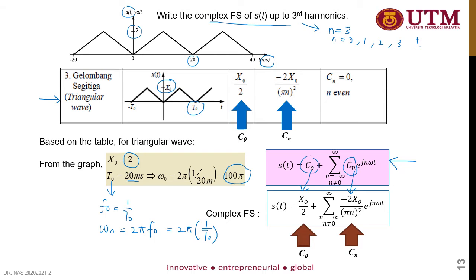Okay, so please don't forget to look at the remark. Cn will always be 0 when n is an even number. The question asks you to get up to n equal to 3, but Cn will be 0 when n is even, so you just need to consider the odd numbers. You don't need to consider n positive and negative too.